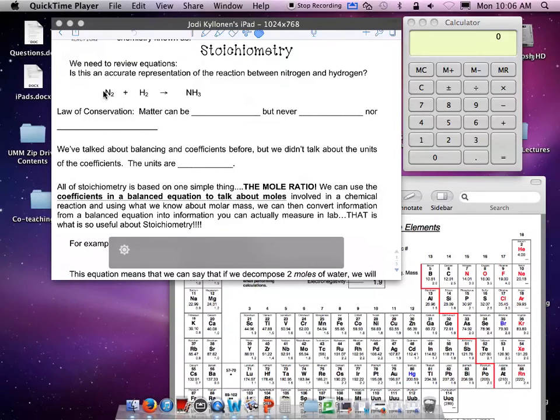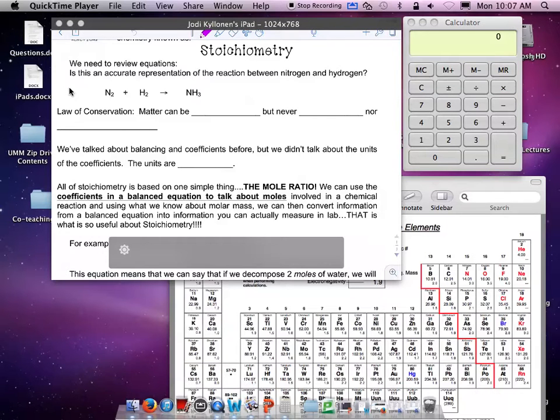So when I show you this, N2 plus H2 produces NH3. Is this an accurate representation of the reaction going on? If you look at it, you should be like, oh no, because look, there's two N's here and only one N here. So where did that extra N disappear to? There's two H's here, three H's here. Where did that extra H come from? That's a problem. That's this idea of law of conservation. We have to balance it.